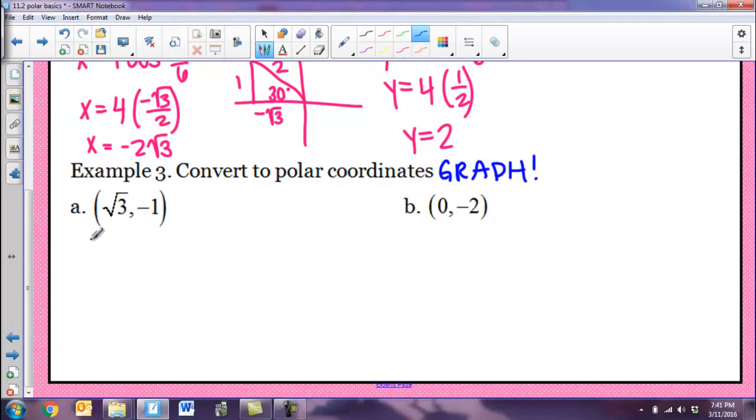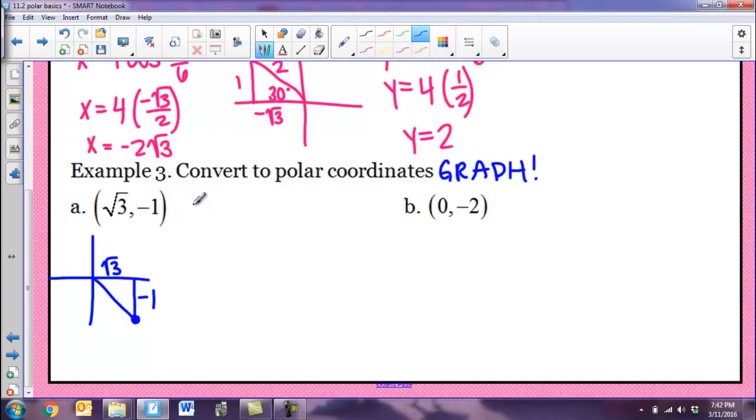So if I go ahead and I draw this guy, I'm going to go right root 3, and then I'm going to go down 1. And so this is this point that I'm looking at right here in rectangular. But I want to write this in polar. I want to write it in r over theta. So when I write this thing down, I can use those formulas that I have.